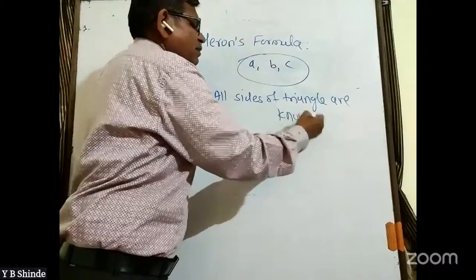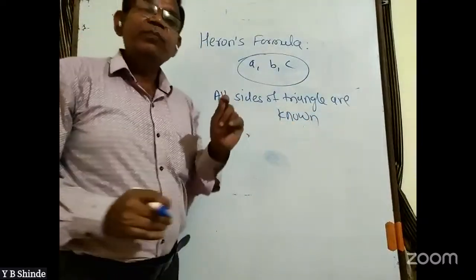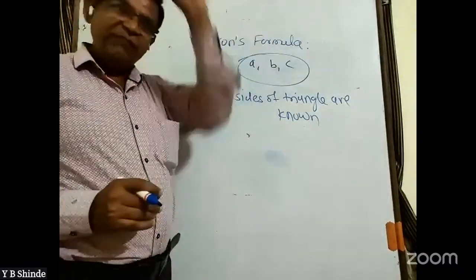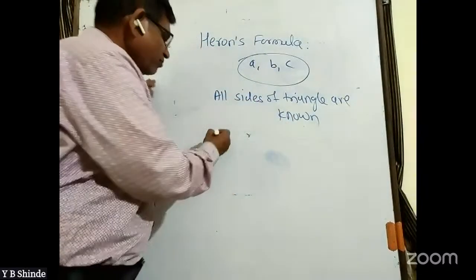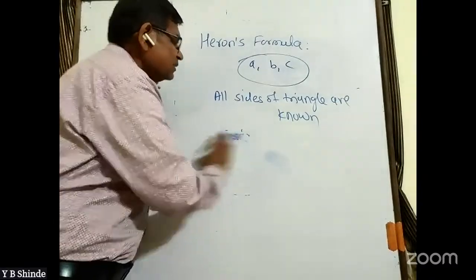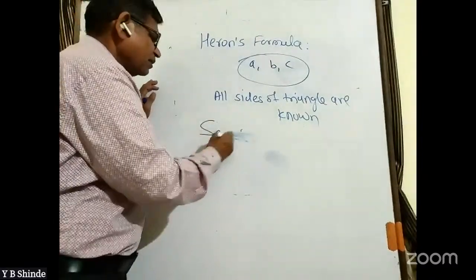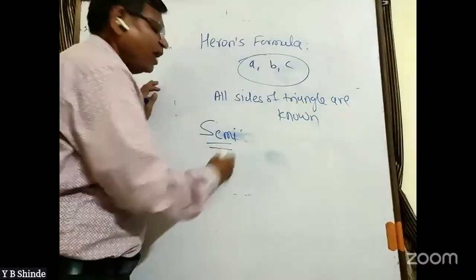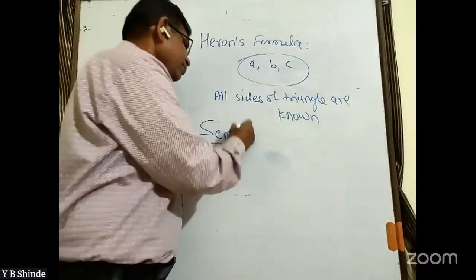Then, how will you find the area of triangle? This is by Heron's formula. Very simple way. Now, first you will find the semi-perimeter. Semi means half of anything.